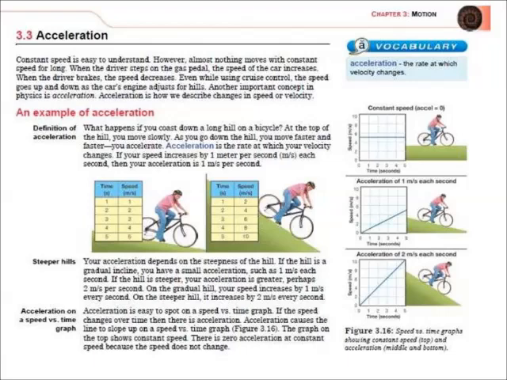Acceleration. Constant speed is easy to understand. However, almost nothing moves with constant speed for long. When the driver steps on the gas pedal, the speed of the car increases. When the driver brakes, the speed decreases. Even while using cruise control, the speed goes up and down as the car engine adjusts for hills.